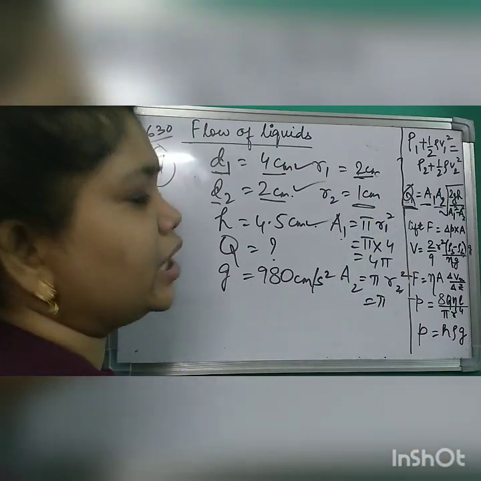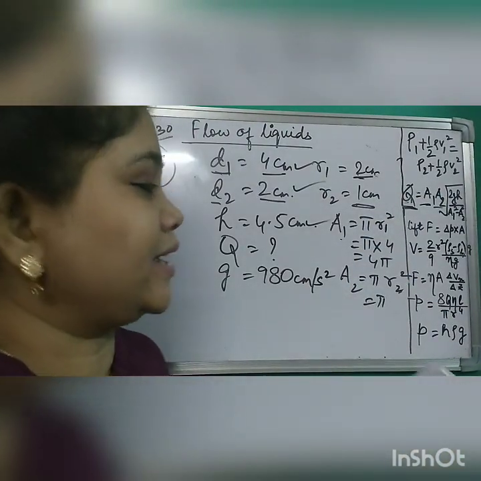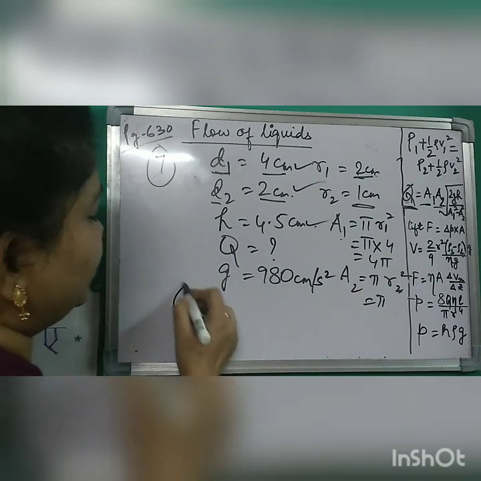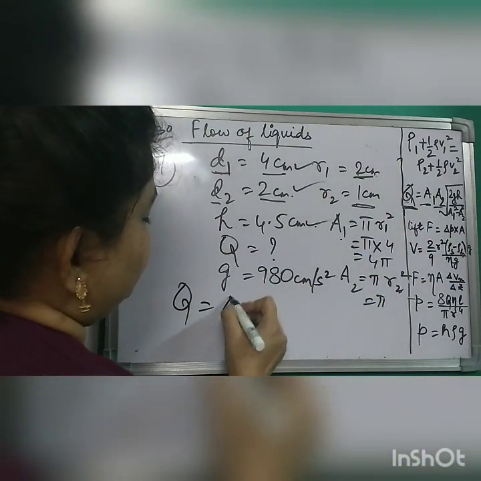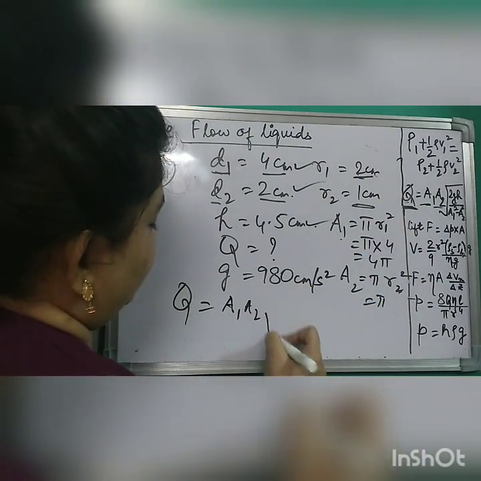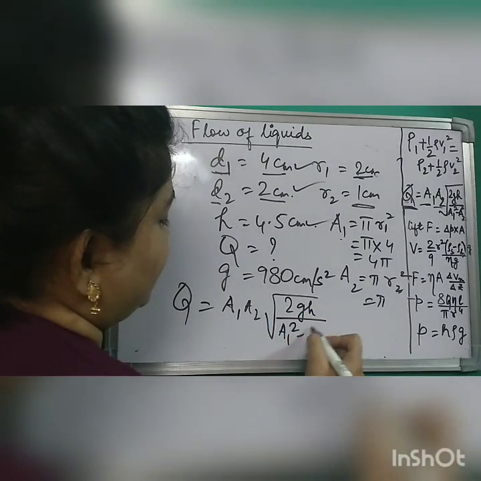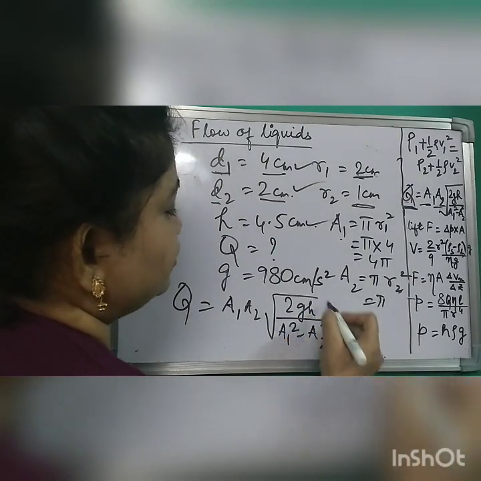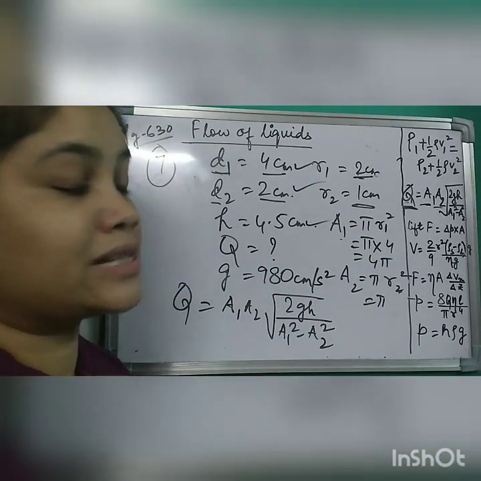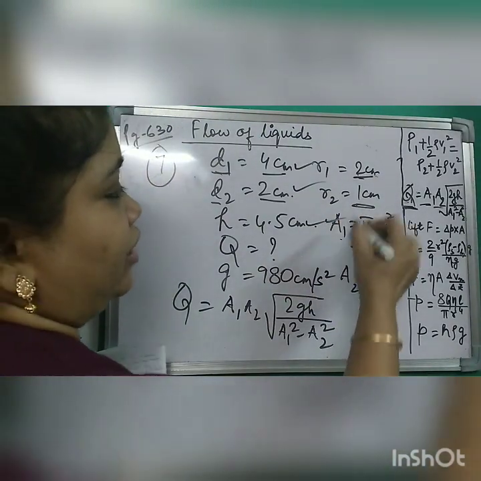Okay, because A1 square is nothing but 1 only pi. Now you know the value. What is the formula? Q is equal to A1 A2 root over of 2gh by A1 square minus A2 square. Now I have simplified the sum for you. I have found out A1 and A2 for you.